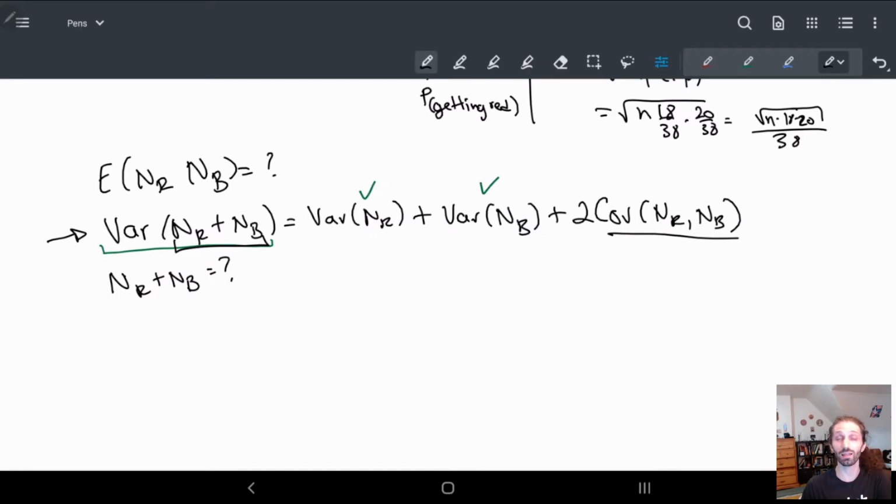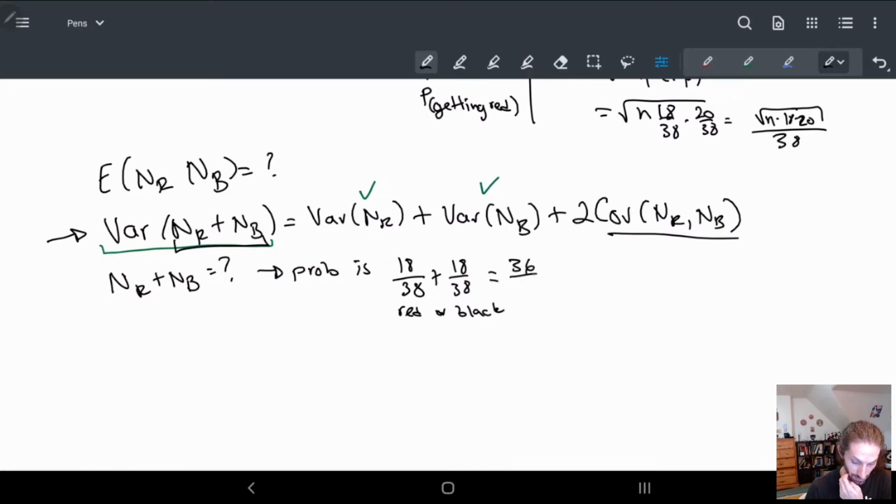This is telling me the number of spins, or the number of times I get red or black in n spins. Well, what is that? So in this case, the probability is 18 over 38 plus 18 over 38, red or black. So the probability in this case is 36 over 38. So the variance, what's the variance of nr plus nb?